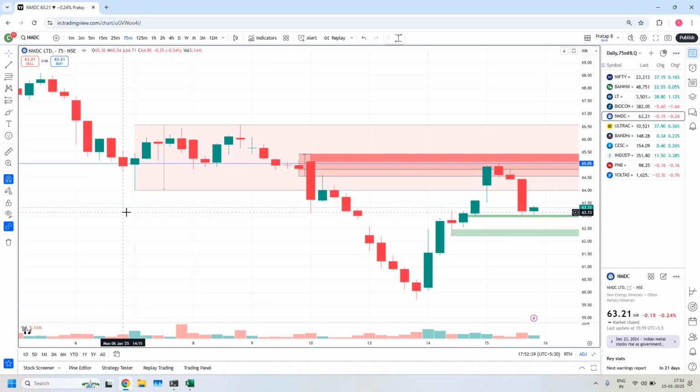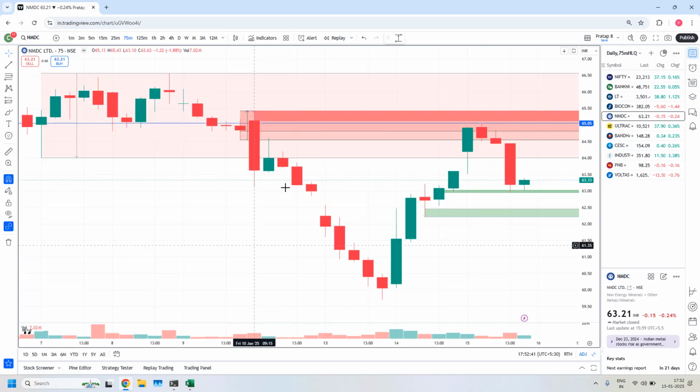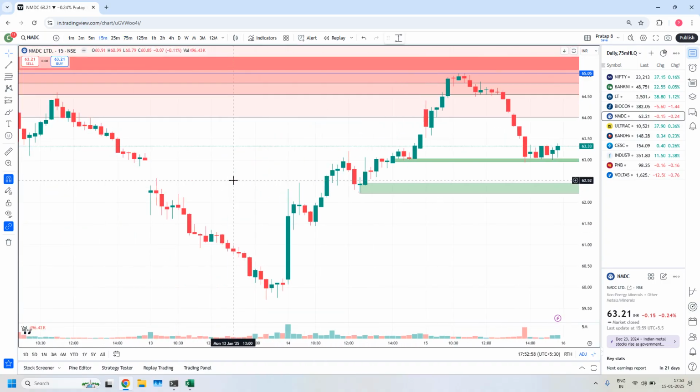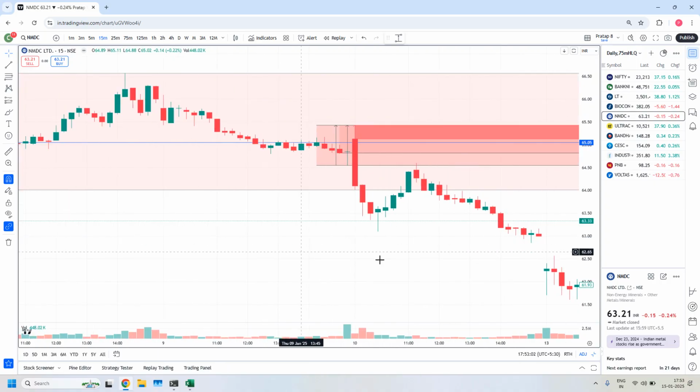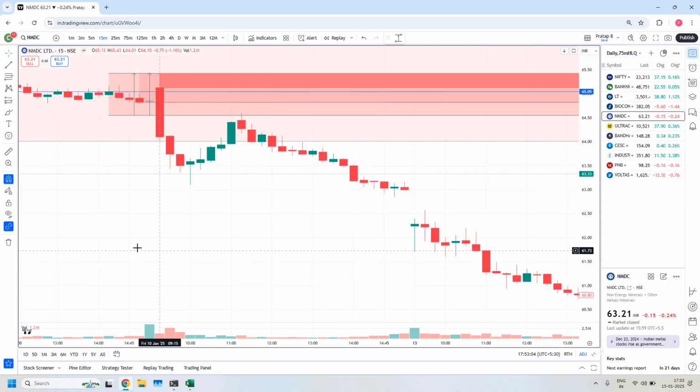See, in the 75 minutes time frame, I have identified the 75 minute zone as a drop candle, 3 base candles, and again a drop candle: drop base drop. This 75 minute zone is again fine tuned with the 15 minutes time frame. Within the 15 minutes you have again a 15 minute zone.